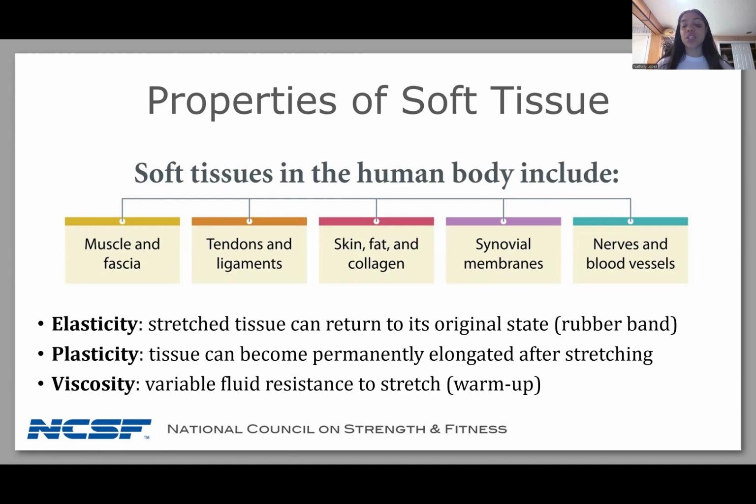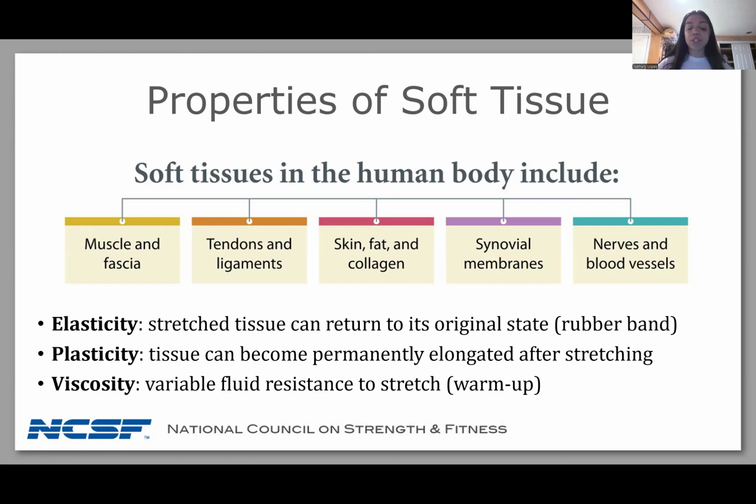And ligaments hold bone to bone. You have skin, fat, and collagen. We'll get a little bit more into collagen in a little bit. Synovial membranes, and those are basically those joint capsules. And then you have your nerves and blood vessels.